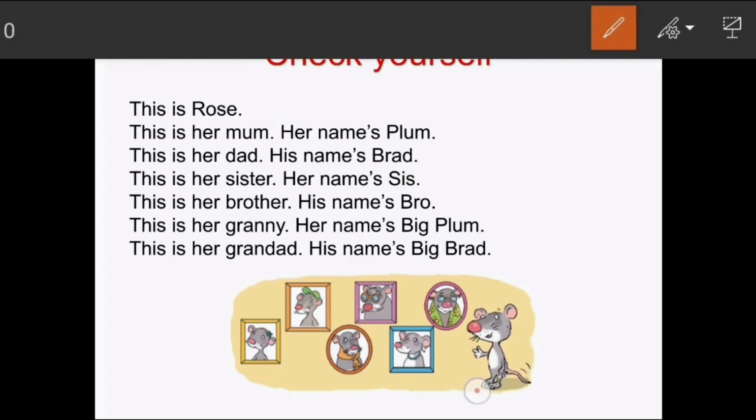This is Rose. This is her mom. Her name's Plum. This is her dad. His name's Brad. This is her sister. Her name's Sis. This is her brother. His name's Bro. This is her granny. Her name's Big Plum. This is her granddad. His name's Big Brad.